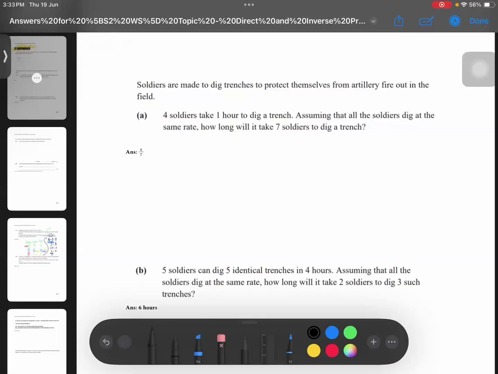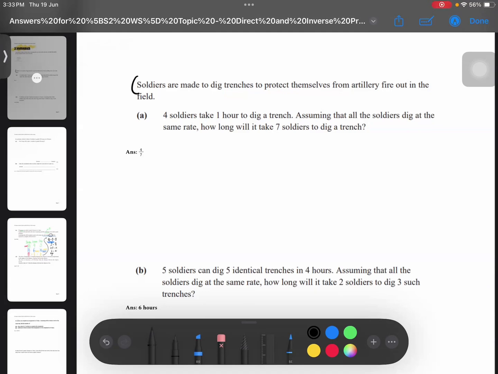Now, for this question, it says soldiers, again 3 variables. Soldiers are made to dig trenches to protect themselves from artillery fire out in the field. Now, this is something that you will only understand if you go through army. Then you will shout, arty, arty, arty. So remember what I said, when you go to army, you remember this: arty, arty, arty, if you're in artillery.